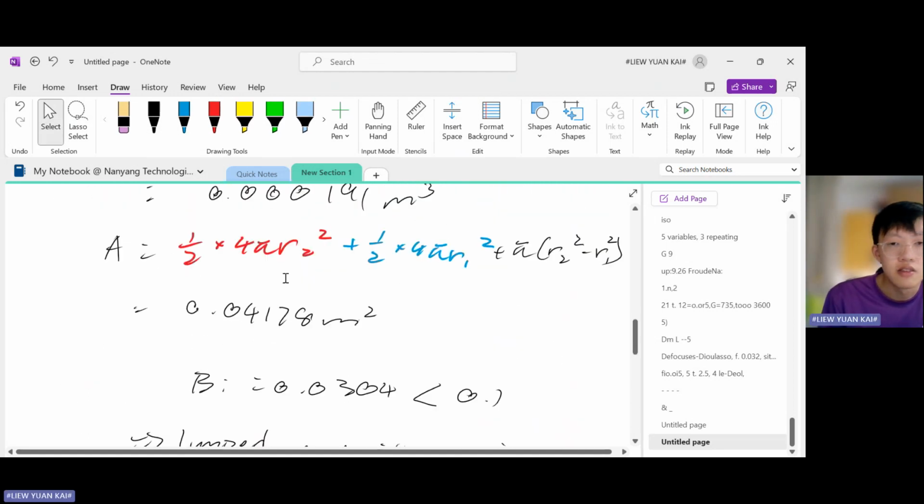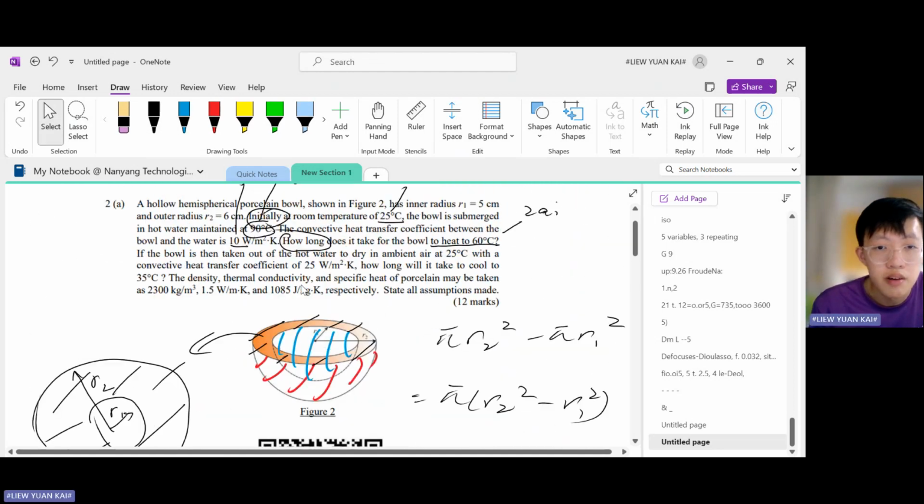Now let's go to the second part of the problem. The second part says that if the bowl is then taken out of the hot water to dry in ambient air at 25 degrees Celsius with a convective heat transfer coefficient of this, our H has changed. Initially it was 10, but now it has become 25. How long will it take to cool to 35 degrees Celsius?